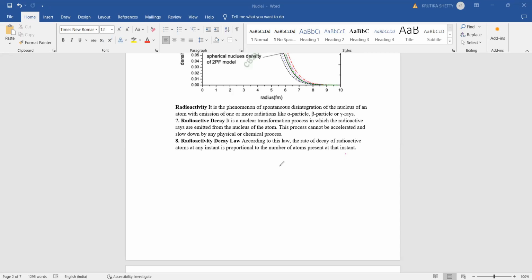Suppose N is considered as the number of atoms, the rate of disintegration of the atoms I will write as dN by dt. Hope you may have learned this in maths. So the rate of disintegration of a radioactive substance at any instant is directly proportional to the number of atoms present at that time. This is called the radioactive decay law.